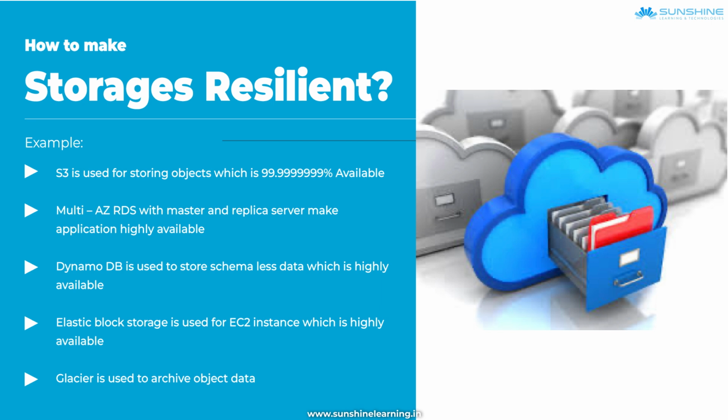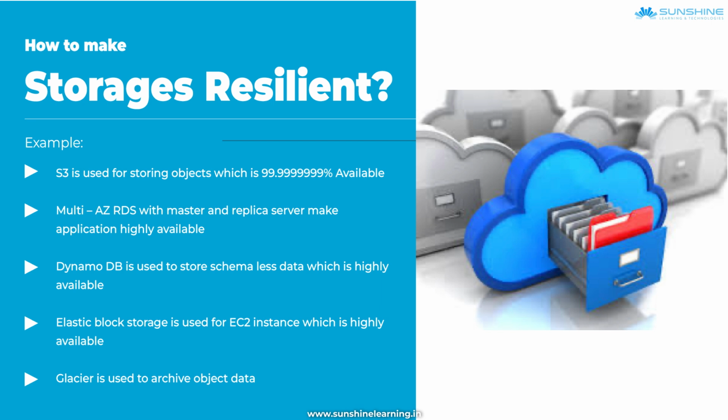So how to make storage resilient? There are many ways. Let's say you are using an S3 bucket. S3, as AWS says, is 99.9999 recurring % available, which means that based on past experience and past performance, AWS expects that throughout a year there will be one downtime, and that too for a very short duration, which is a very high availability.